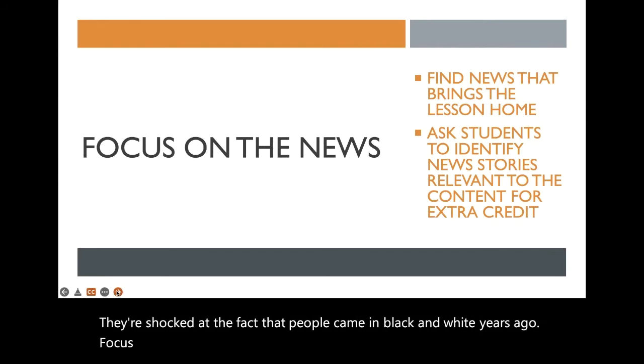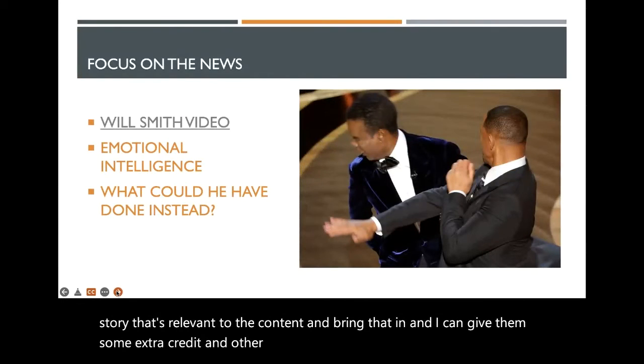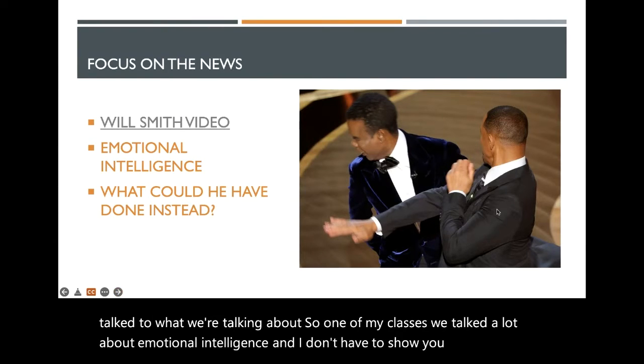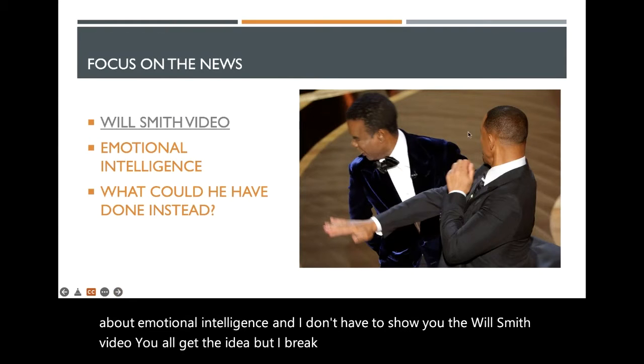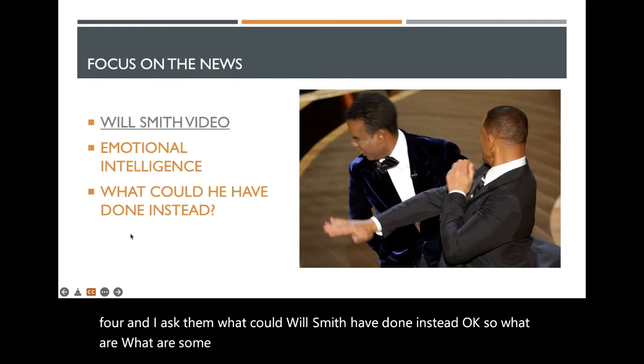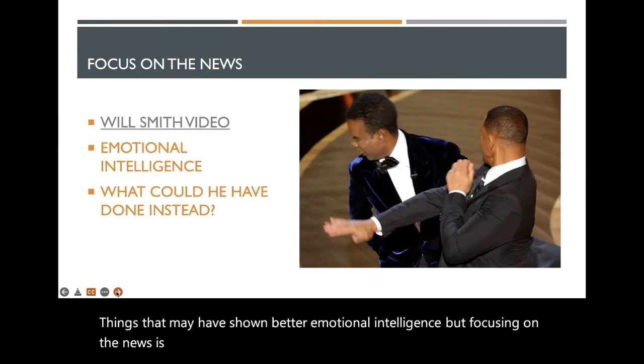Focus on the news. I ask students to find or identify a news story that's relevant to the content and bring that in, and I can give them some extra credit. Other times I find something in the news that talks to what we're talking about. In one of my classes, we talk a lot about emotional intelligence, and I don't have to show you the Will Smith video. You all get the idea. But I break them into groups of 3 and 4, and I ask them, what could Will Smith have done instead? What are some other things that may have shown better emotional intelligence? Focusing on the news is interesting to students. They like to see that.